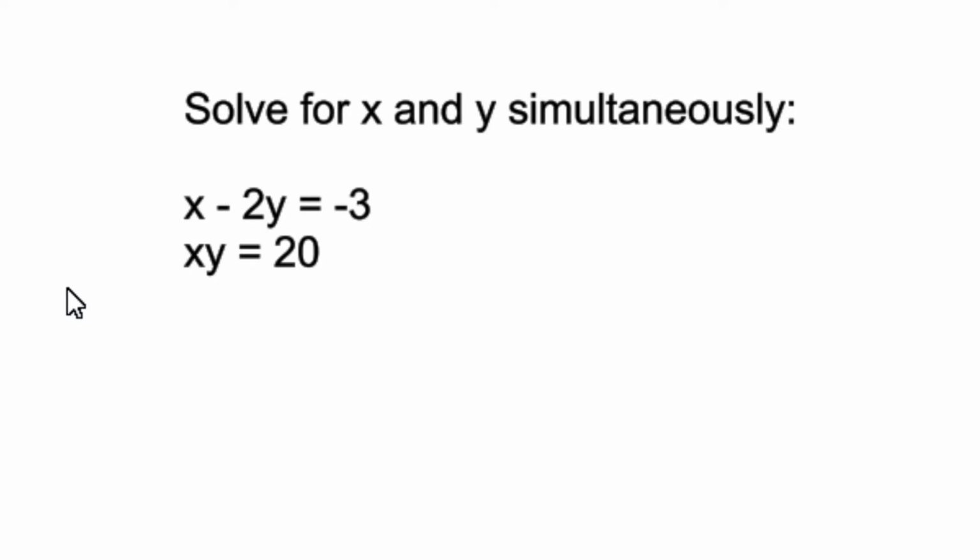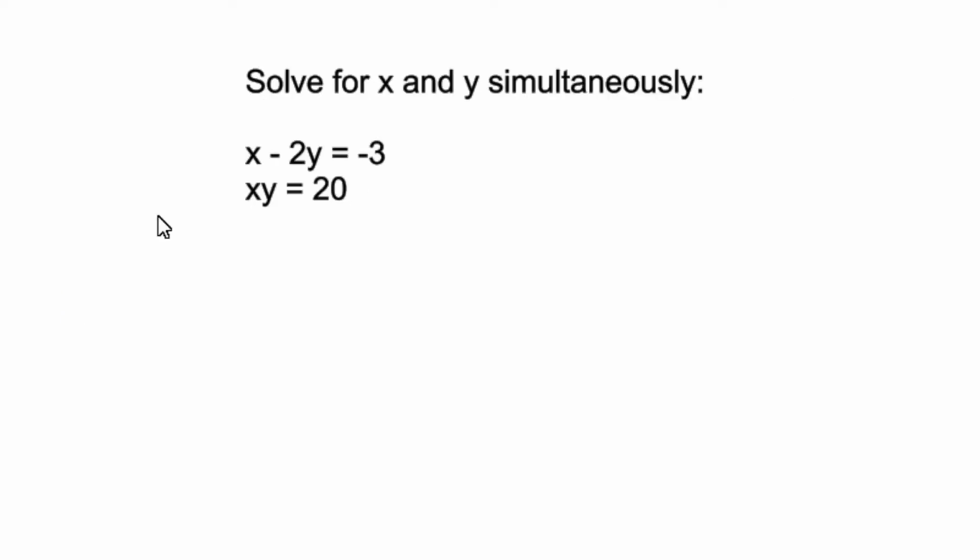So we're trying to solve simultaneously for x and y. In this question, we're given two equations. The first one, x minus 2y is equal to negative 3. The second one, x times y is equal to 20.